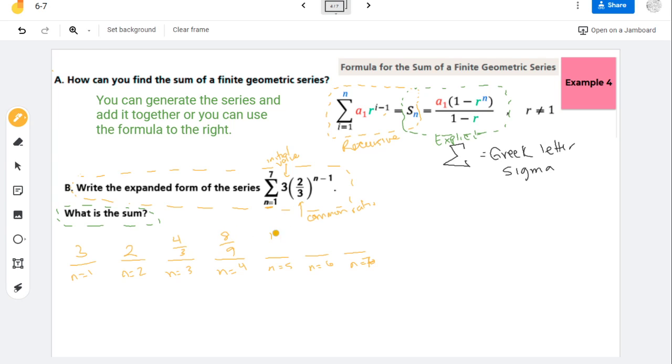So 8 times 2 is 16. 9 times 3 is 27. 16 times 2 is 32. 27 times 3 is 81.